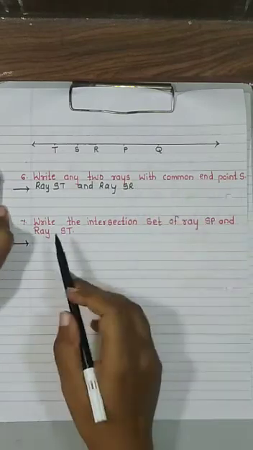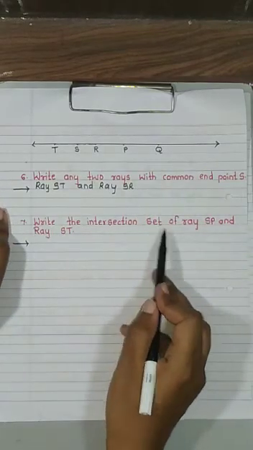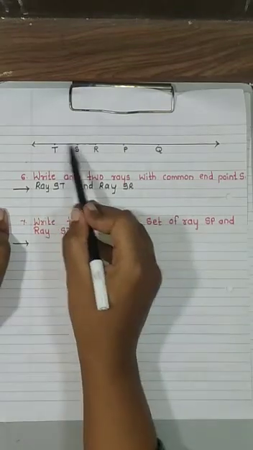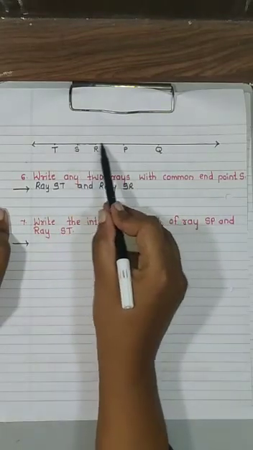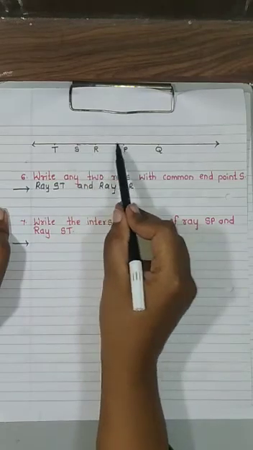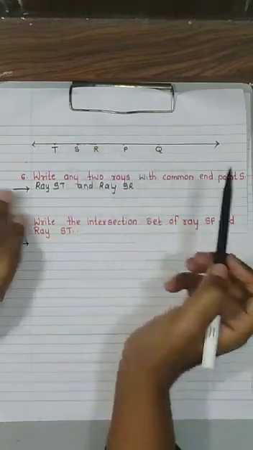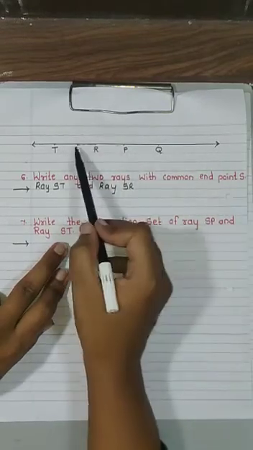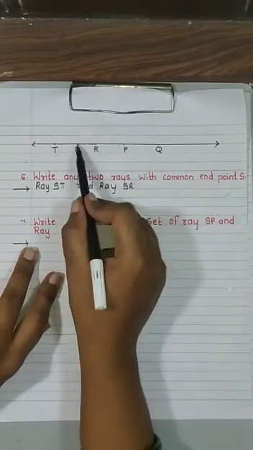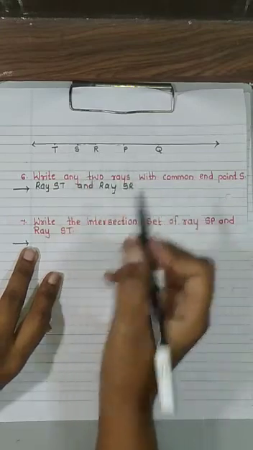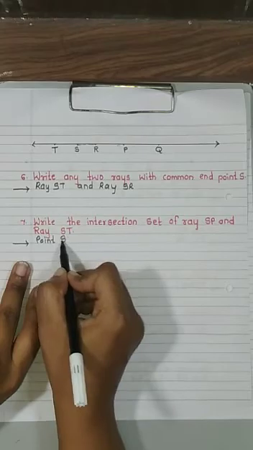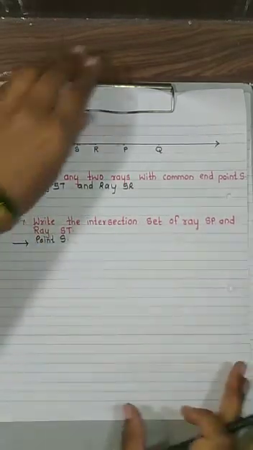Now write the intersection set of ray SP and ST. Now ray SP, you can see it starts from here and goes here. Ray ST is from here. That means the point of intersection is point S.